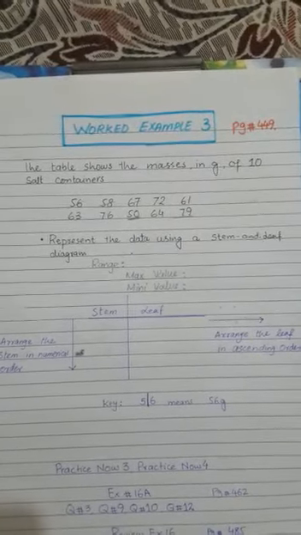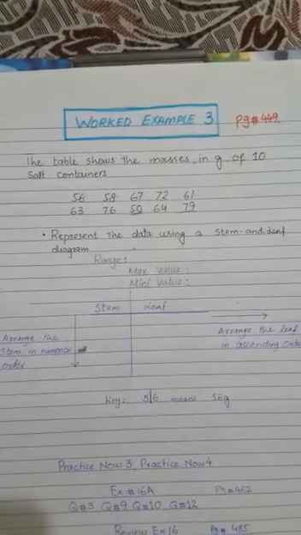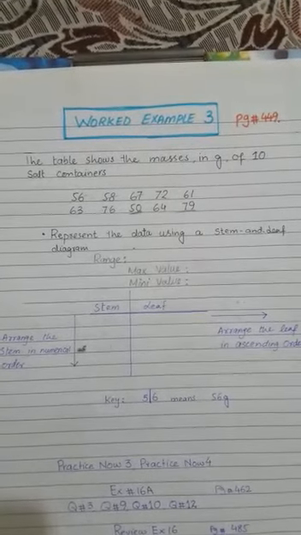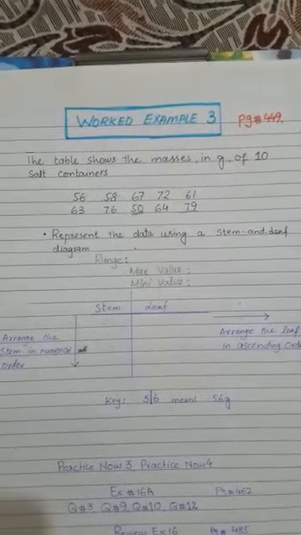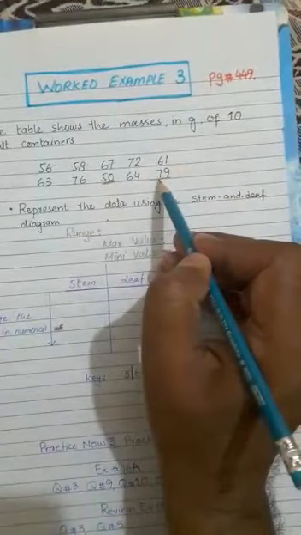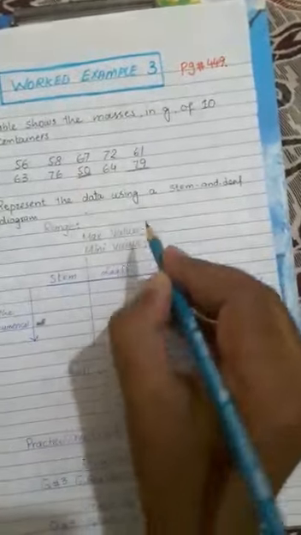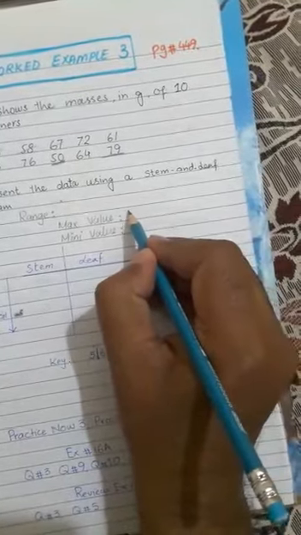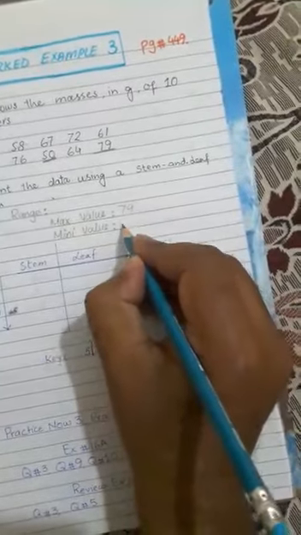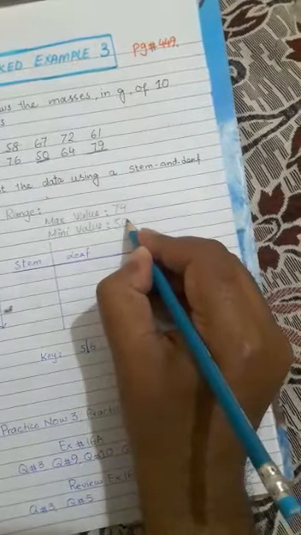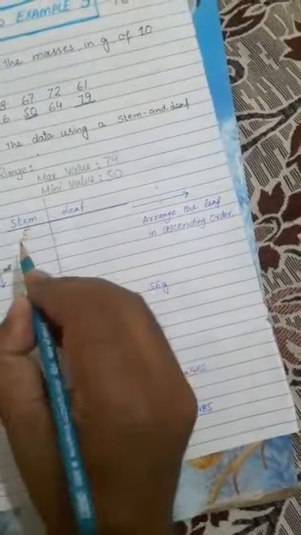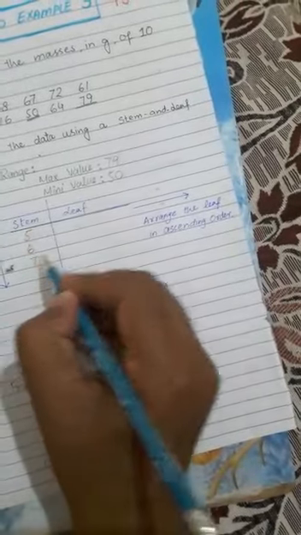Before drawing this stem and leaf diagram, we have to find the range of the data. It means the maximum and the minimum value of the data. As you know, 79 is the maximum value and 50 is the minimum value. So our stems will start with 5, 6, and 7.